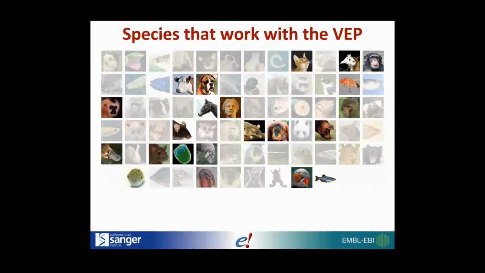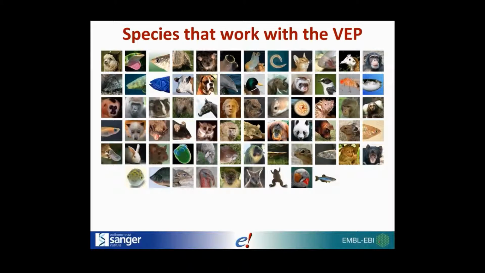So these are all the species highlighted where we have variation data in Ensembl, but actually all of the species in Ensembl will work with the VEP, including everything that we have in our sister site, Ensembl Genomes, which has plants, fungi, protozoa, bacteria, and other metazoa. So you can use all of these with the Variant Effect Predictor.